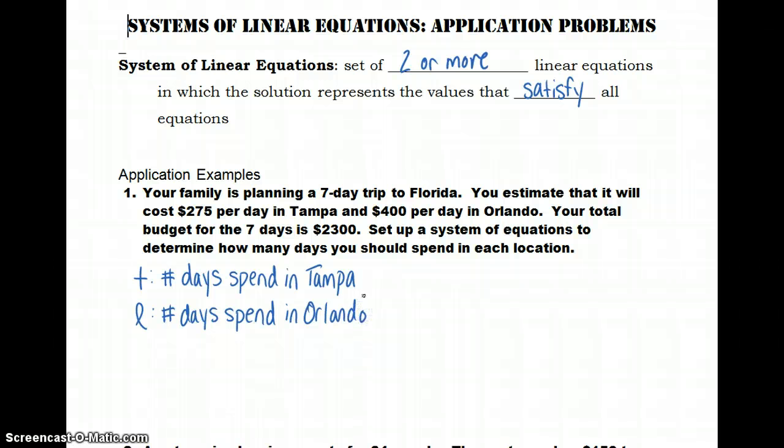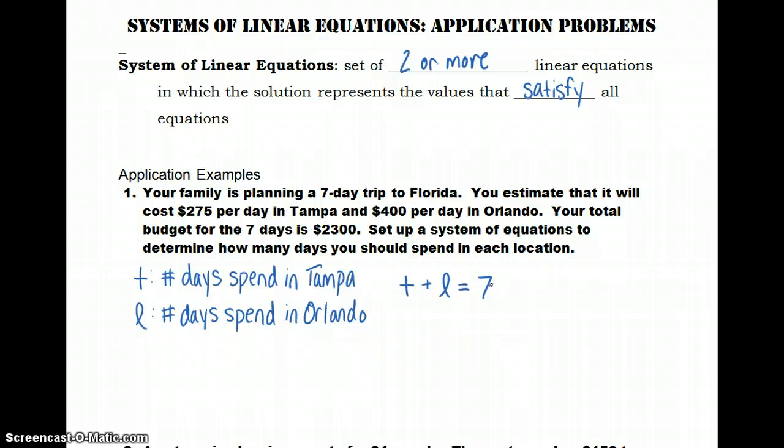Now, if we look at the problem, it says that this will be a 7-day trip. That means that the number of days I spend in Tampa plus the number of days I spend in Orlando has to equal 7. So right there I have my first equation. I've got T plus L is equal to 7.